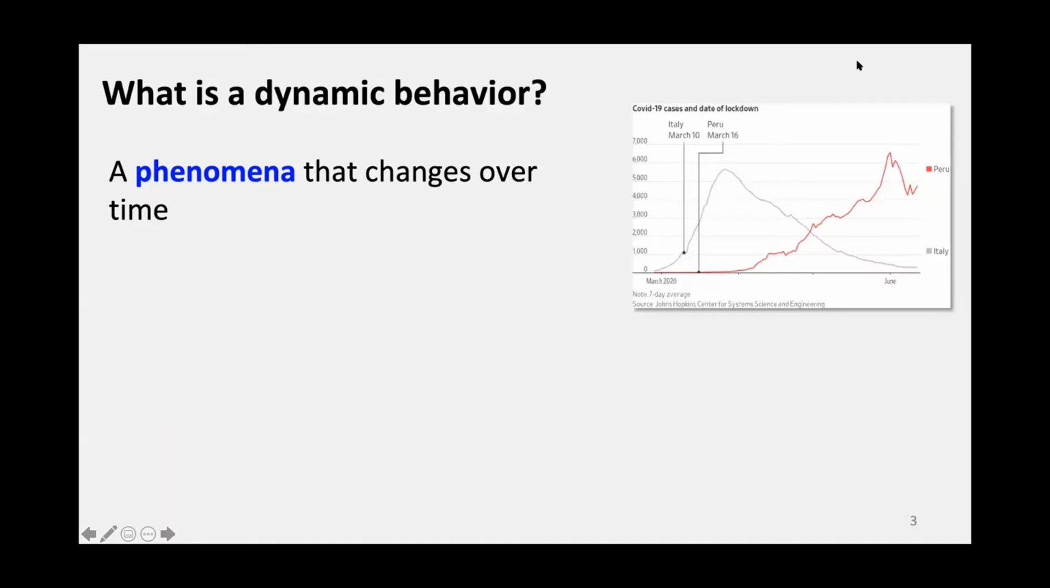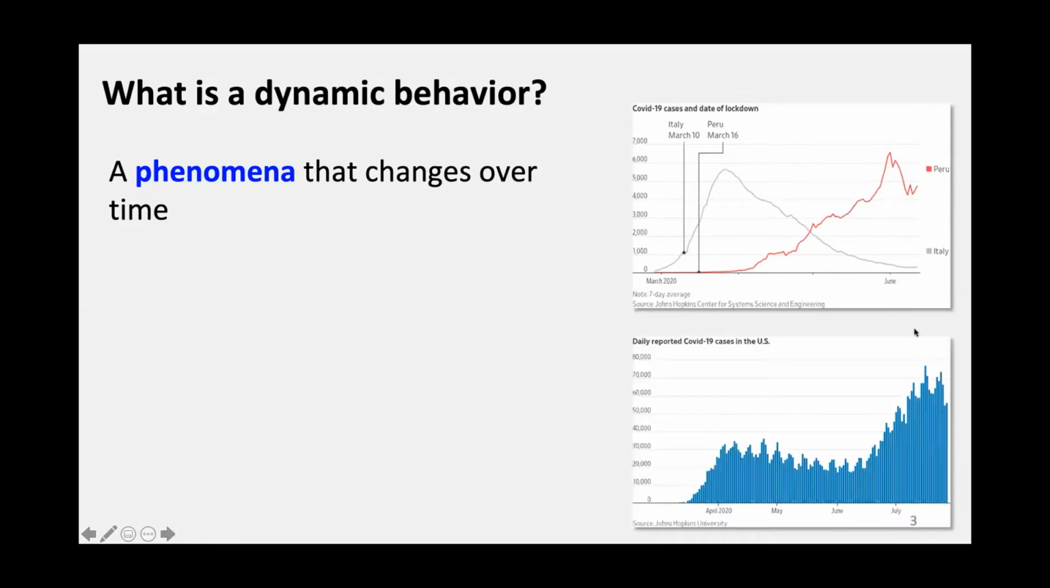So to begin with, what is a dynamic behavior? It's a phenomenon that changes over time. I'm not gonna repeat the charts you explained with the x-axis of time and the y-axis of number of cases, but something like this is what we call a dynamic phenomenon. These are different charts, and this is partly what you showed about the US in terms of the daily cases.